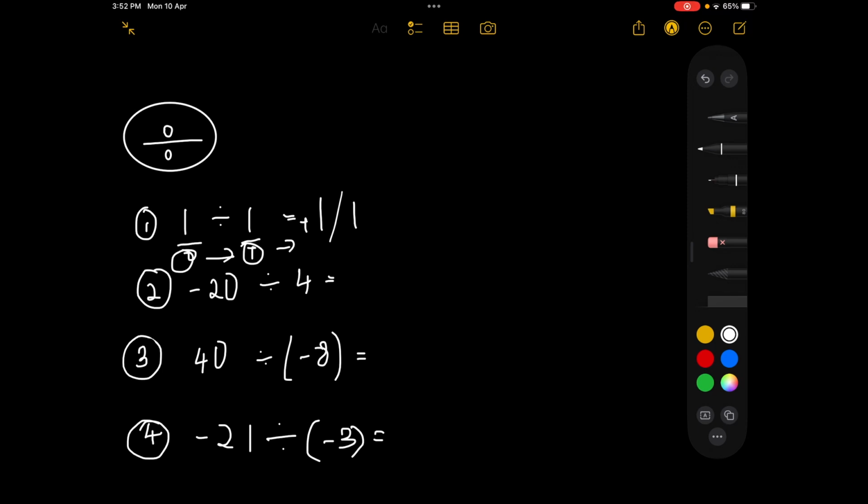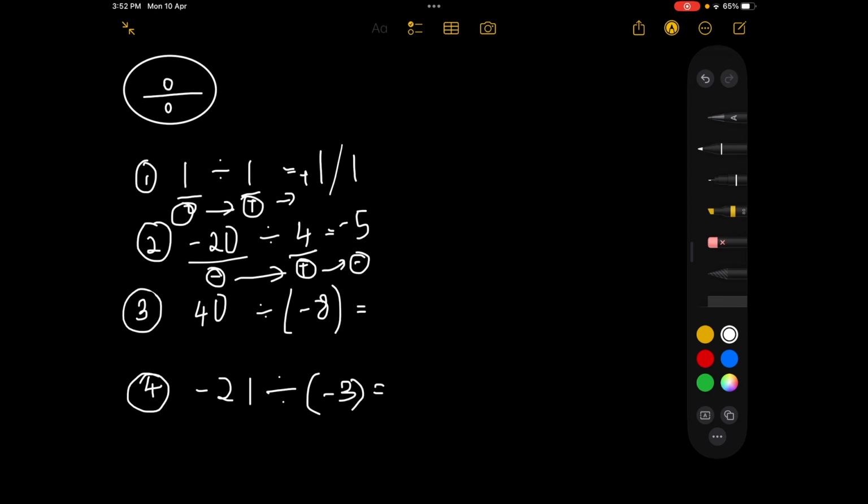Same thing. Then we have the second question, negative 20 divided by 4. So first, as usual, we do the calculation with the numbers. 20 divided by 4, we get 5. The first term is negative. The second term is positive. Negative and positive, which are different signs, the answer should be negative. So it is negative 5. That's it.